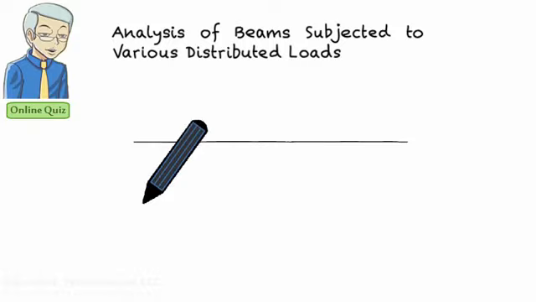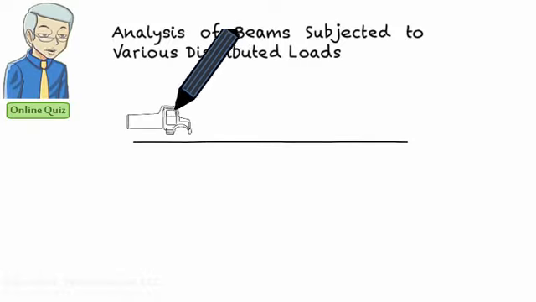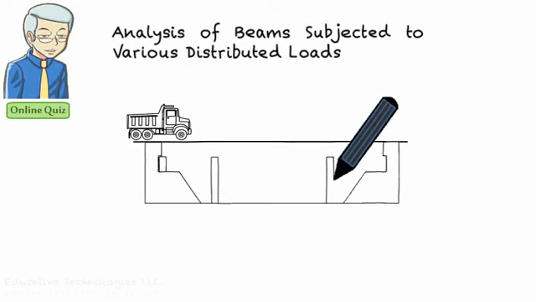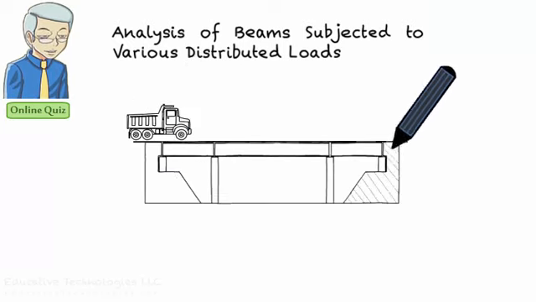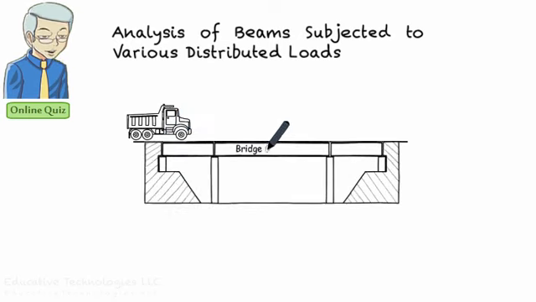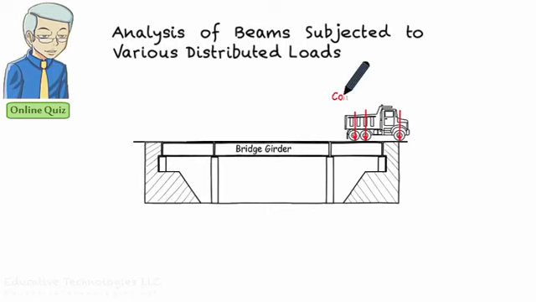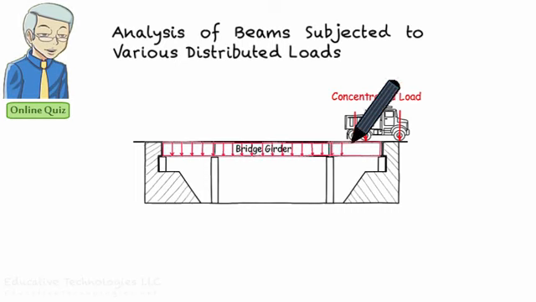Structural systems are generally subjected to various loads. An applied load, regardless of its source or nature, can be classified as either a concentrated or a distributed load. For example, in a bridge structure, a moving vehicle exerts a series of concentrated loads on the bridge girder. The weight of the girder itself, however, is treated as a distributed load.